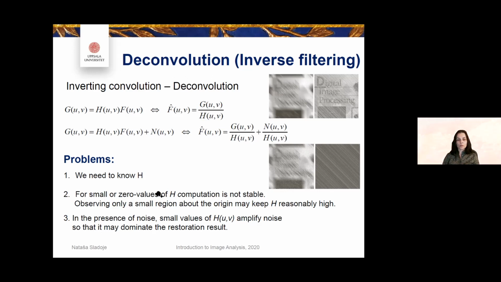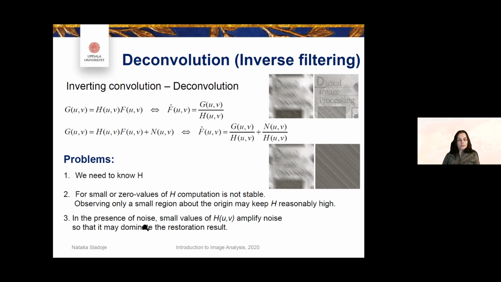The way we can respond to that, to overcome the problem, is maybe to not take the whole h in the Fourier domain, but to restrict the relevant part to only the region where the values in the Fourier domain are reasonably high. So that would be close to the origin. So that would be one thing to think about.